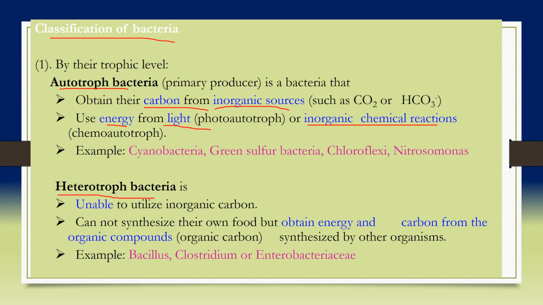Meanwhile, for the heterotroph bacteria, these bacteria are unable to utilize the inorganic carbon. However, for heterotrophs, they cannot use the inorganic carbon. And these bacteria also cannot synthesize their own food, but obtain the energy and carbon from the organic compound. So it needs the organic compound to obtain energy and carbon. Meanwhile, for the autotrophs, the energy comes from the light or the inorganic chemical reaction. So dia adalah sebaliklah to each other.